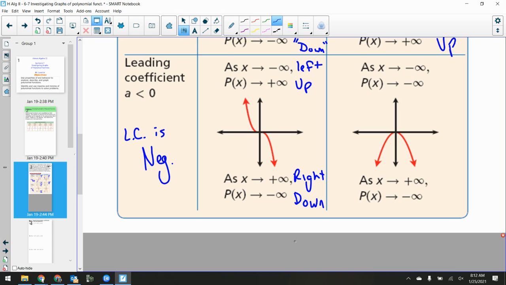As x approaches negative infinity, p of x approaches positive infinity. As x keeps getting smaller and smaller, the function goes up. As x approaches positive infinity, on the right side, the function goes down. p of x goes to negative infinity. That's for negative odd, excuse me. For negative even, on the left side, it goes down, and on the right side, it goes down. Because we saw on the last slide that, yes, indeed, they both go the same direction, whether they both go up or they both go down.